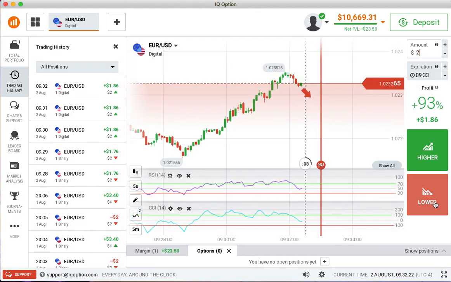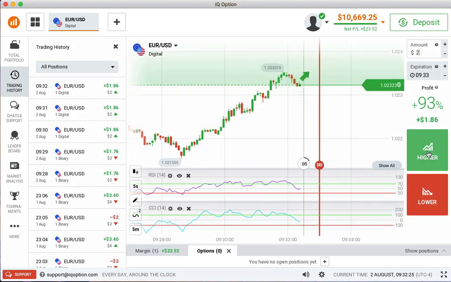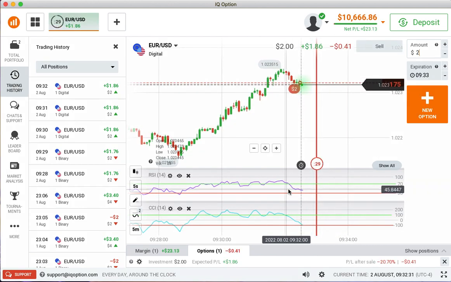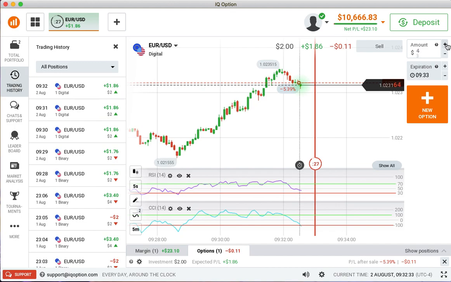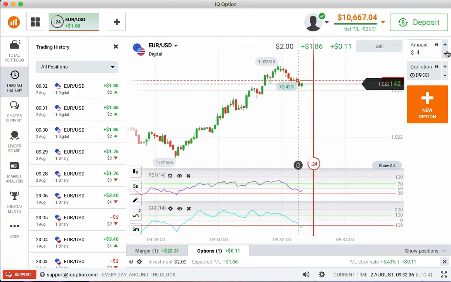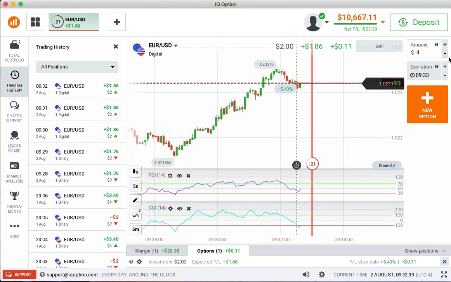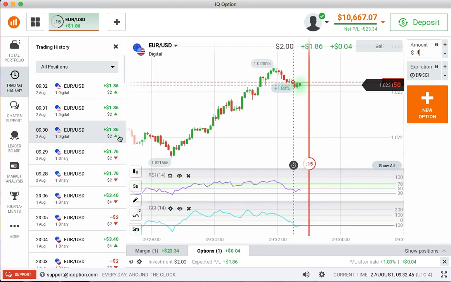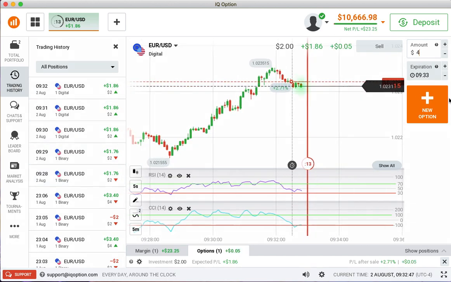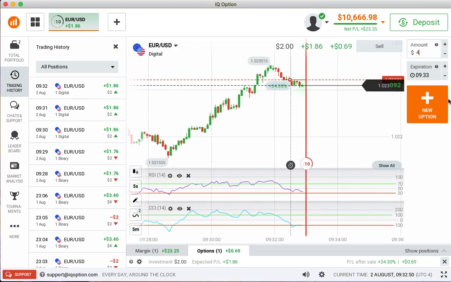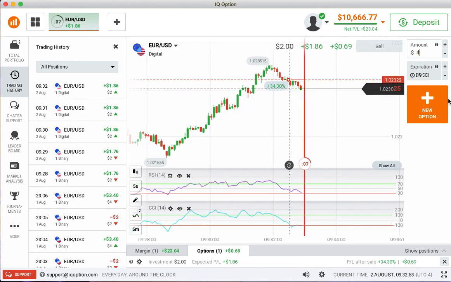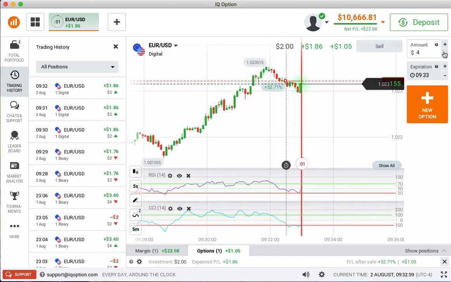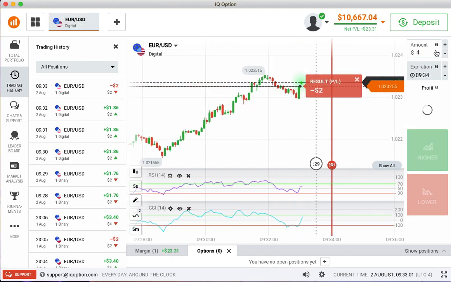And me personally, I'm waiting for the losses. So we sell here because both indicators are under their respective halfway points. Move up to 4 and we wait. Yeah, they lose. So which is good. This is good. This is about to win again. We did it. That's also good.